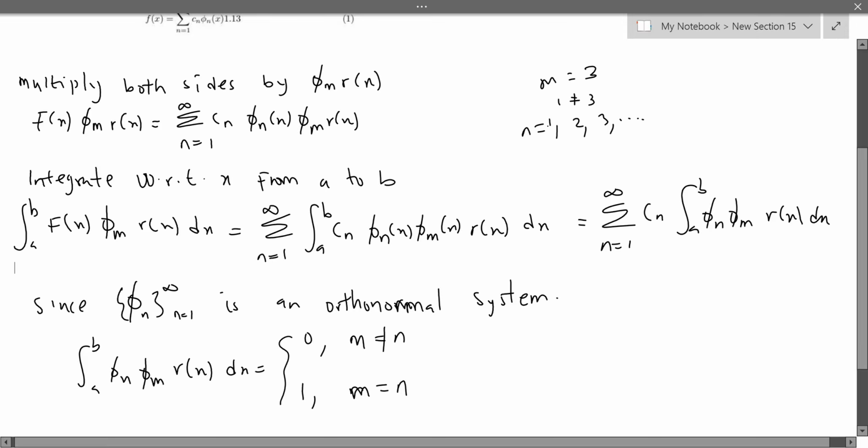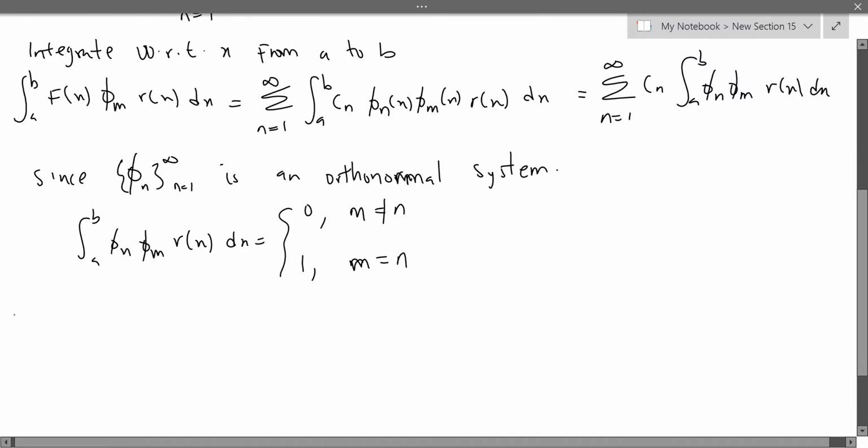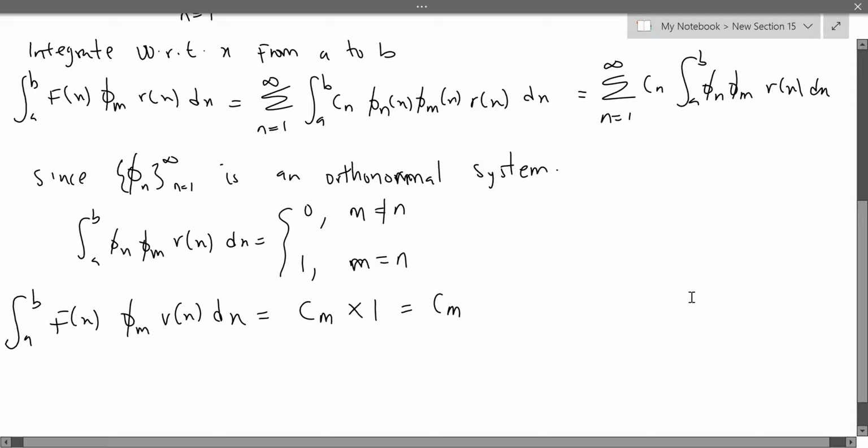Because of that, our integral from a to b of f of x phi m r of x dx will be equal to c m, because we are now considering the point where m is equal to n, and that integral gives you 1. So at the end of the day, our c m is equal to this. Therefore the value of the constant is equal to the integral from a to b of f of x phi m r of x dx.